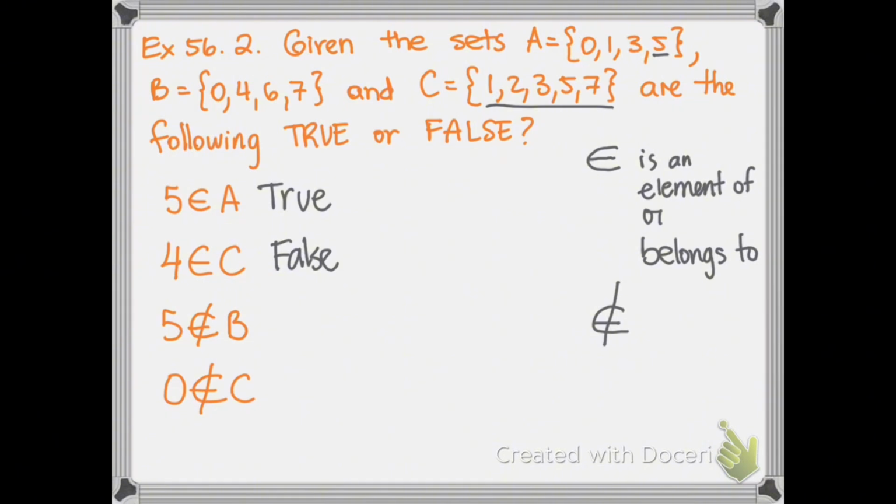Now this other symbol that has the same thing but with a line like that says that it's not. So it's not an element or does not belong to. So if we read it, it would be 5 is not an element of B. So I look at B and there is no 5. So it is true that 5 is not an element of B. And the last one says that 0 is not an element of C. And when I come here, I see that 0 is not in C, which means that that is also true.